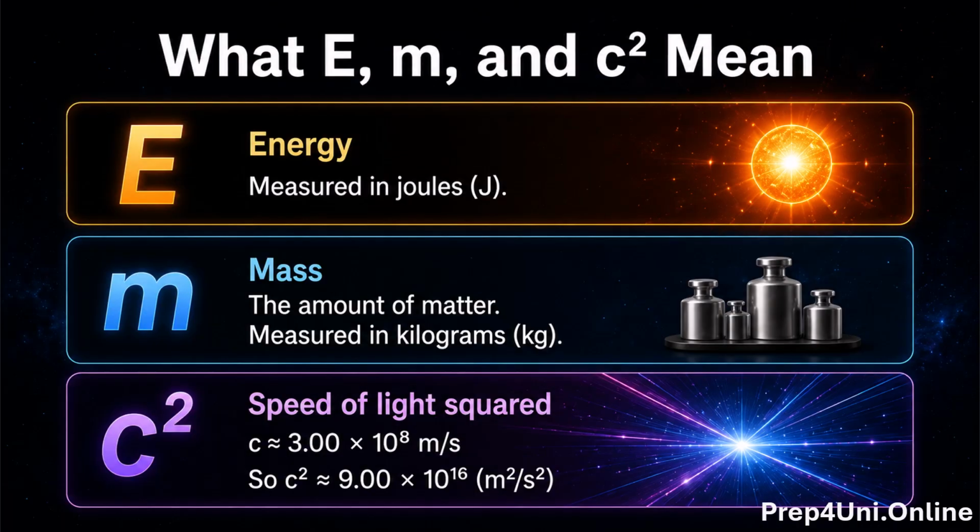Let us break down the equation. E stands for energy. M stands for mass. C stands for the speed of light in vacuum. The equation says that energy equals mass multiplied by the speed of light squared. The speed of light is already extremely large. When we square it, the number becomes enormous. That is why even a very small amount of mass corresponds to a very large amount of energy. Small mass can mean huge energy.